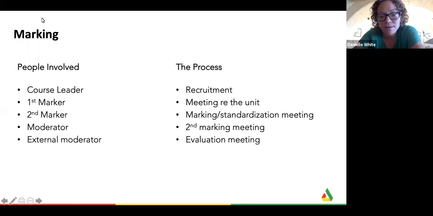And then there's a marking and standardisation meeting. As I've said, that's really about making sure that people are on the same page. And then the second marking meeting happens, and then there is an evaluation meeting. So this is the kind of process that takes place for lecturers who are going through a piece of marking within a unit.